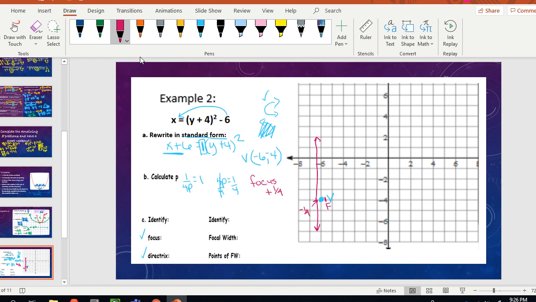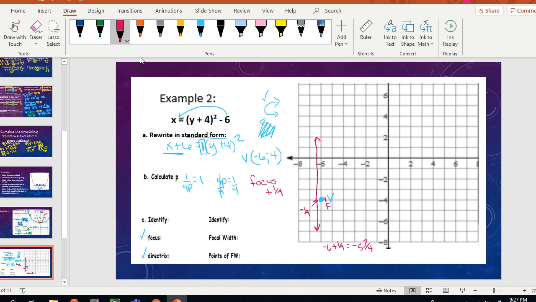So if I'm at -6, -6 plus 1/4, or 0.25, is -5 3/4 or -5.75. I'll take either one.